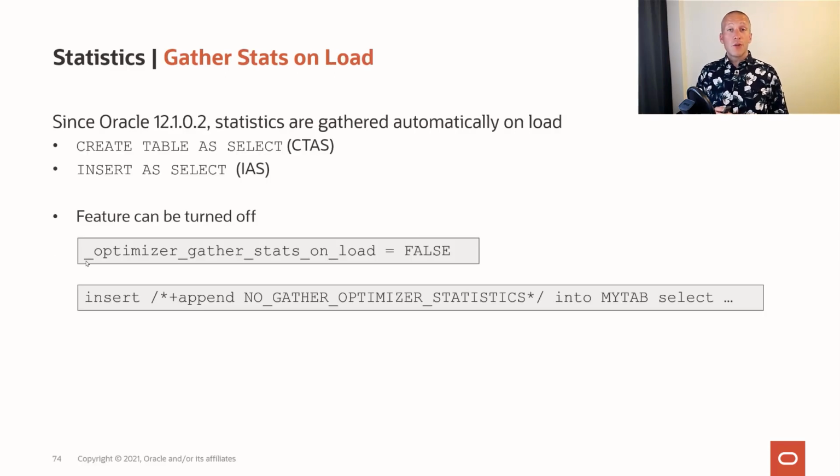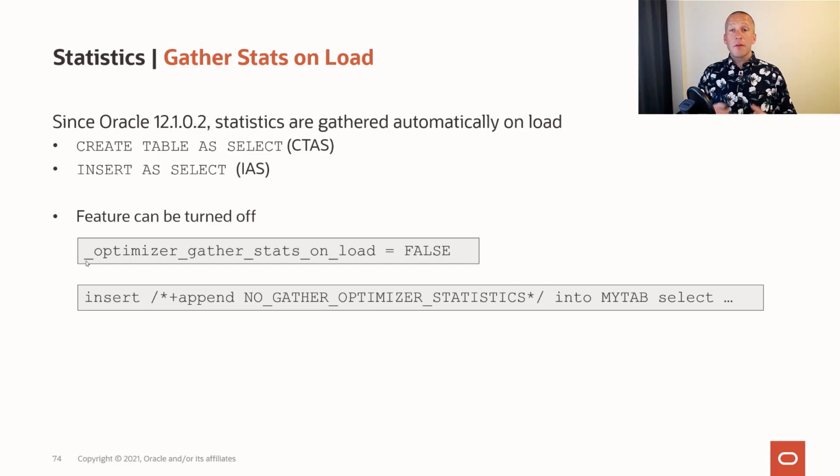Also, in 12.1.0.2, the database can now gather basic table statistics when a table is populated with data from a create table as select or insert as select operation. This is normally a very good thing. But again, in a test situation, we want to be in full control of what happens to the statistics in our database. If we are only bringing in a subset of the data, we don't want the database to gather new statistics when we load that subset into the database. But again, if you are bringing all of your data, it might not be of concern.